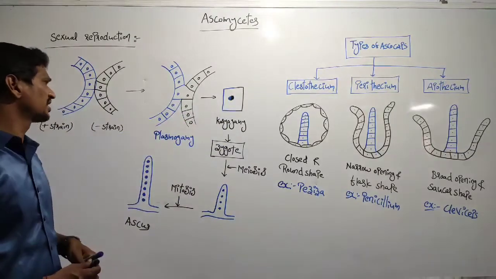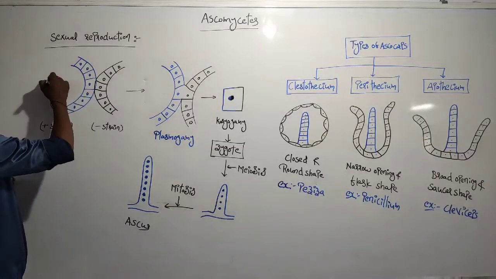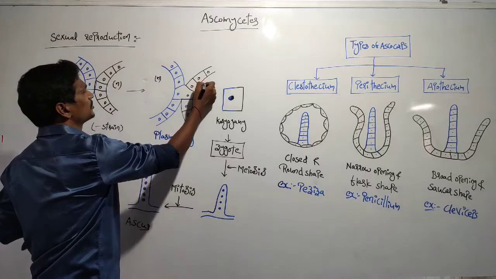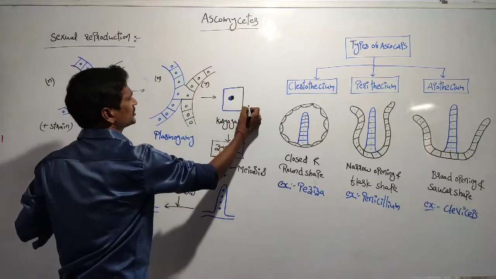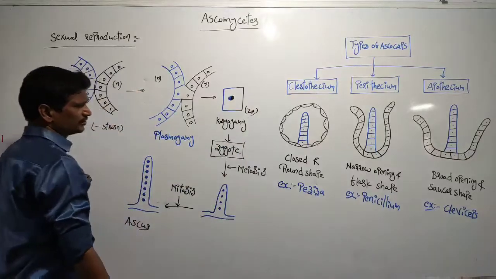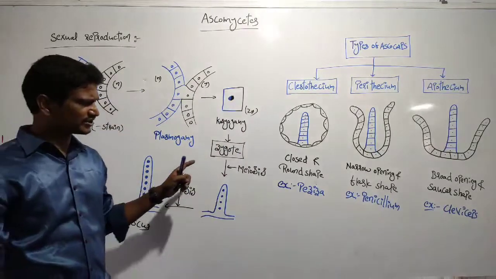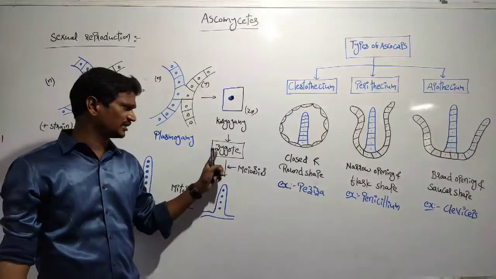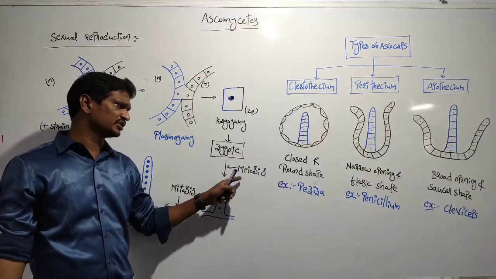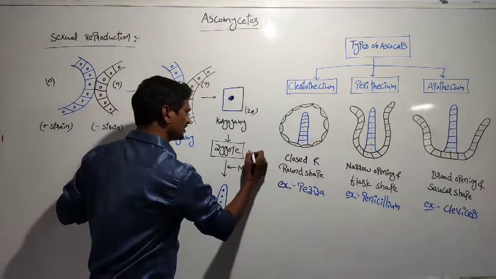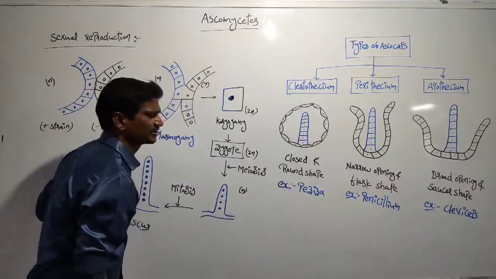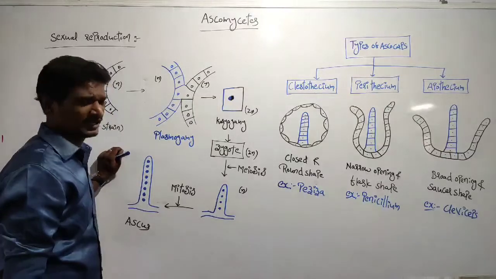Generally, the fungal body state is the n state. Once the two nuclei are fused, the state is the 2n state, right? So here the zygote formation takes place. That zygote undergoes meiosis. Once meiosis takes place, the 2n state body is converted into the n state.